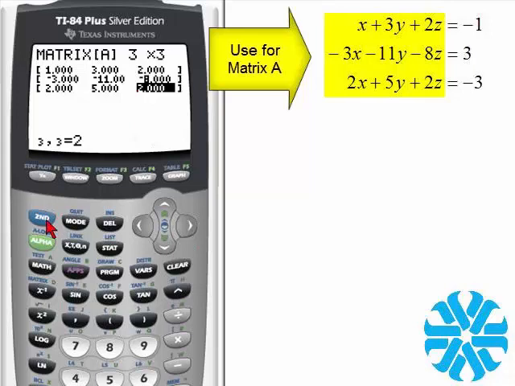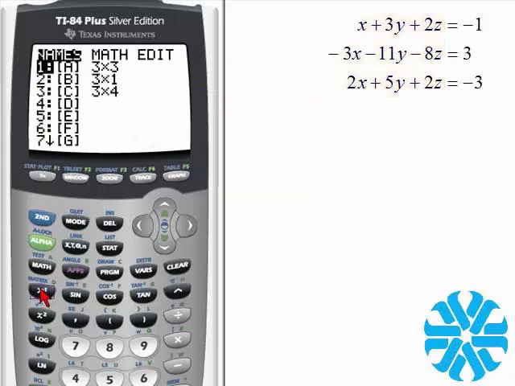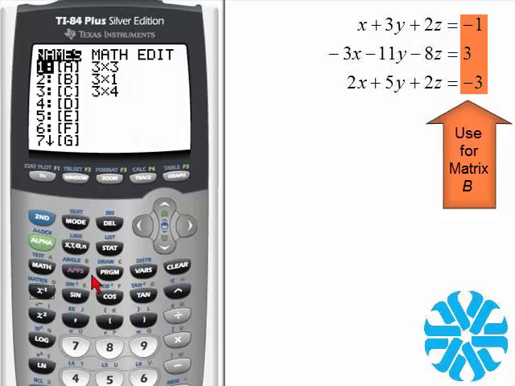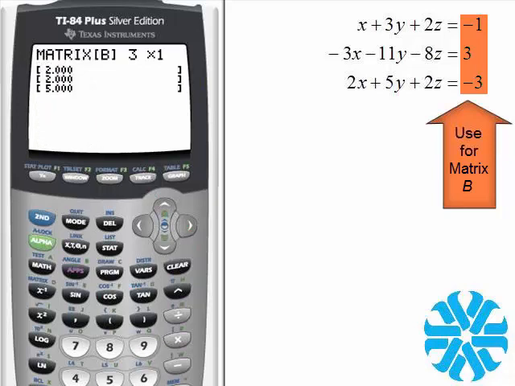Now let's go back to matrix, and now we're going to enter the values on the right side of the system of equations, the constant values. So let's go down to matrix B. Now matrix B will be 3 rows and 1 column. So the dimensions here are fine. So we will move over to edit matrix B, and we want to enter the constant values. So let's move down. So we have negative 1, 3, and negative 3. Let's quit out of this.